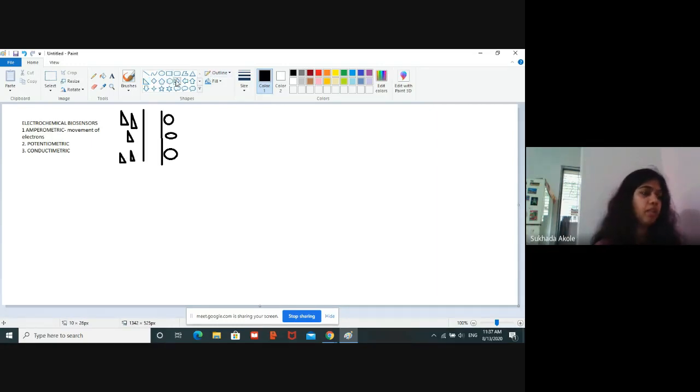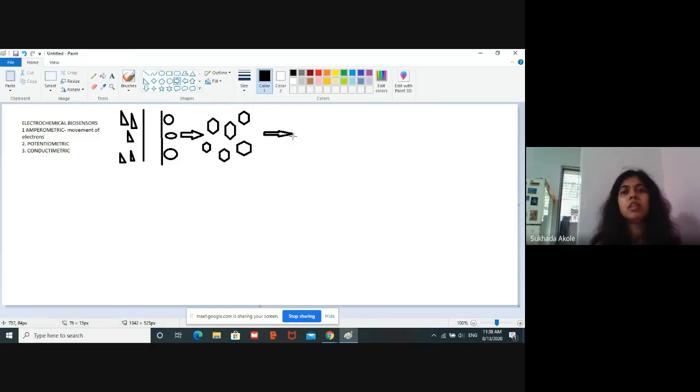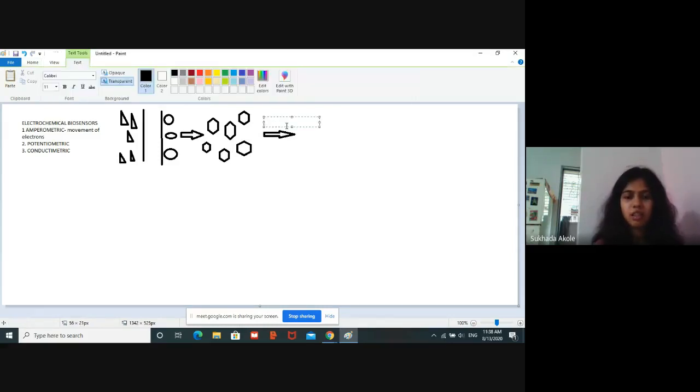Now what will happen is, after my enzyme and substrate react, I will have a product formation. Say this is my product like this. And since this product is getting formed, there will be a change in the electrons, and a current. So this is my electron.